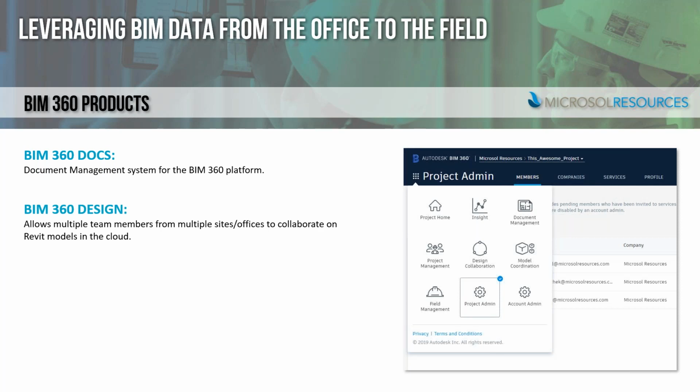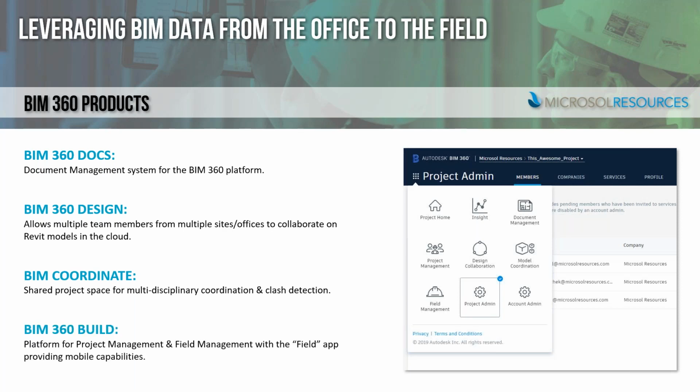BIM 360 Design is the module that allows team members from multiple sites or offices to collaborate on Revit models in the cloud at the same time. BIM Coordinate, formerly known as Glue, is a shared project space for coordination and performing clash detection, among other things. And BIM 360 Build provides a platform for construction project management, like creating, organizing, and sending submittals and RFIs, as well as field management, like creating and maintaining checklists, issues, logs, safety, scheduling, those types of things.